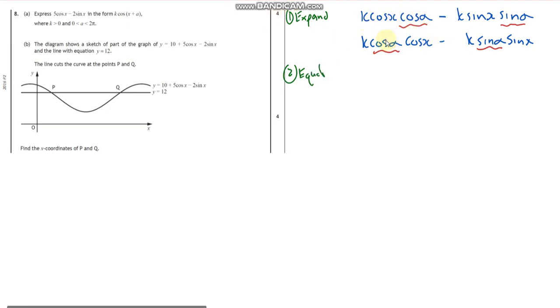I've moved this in the same way that if it was a sine x cos alpha, I'd move the cos alpha to the front. So you want your cos alphas and sine alphas on the front. And to do this next bit, I'm just going to have to write my question. So it was 5 cos x take away 2 sine x.